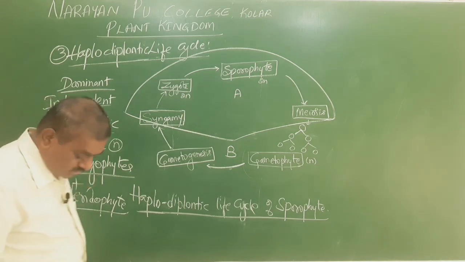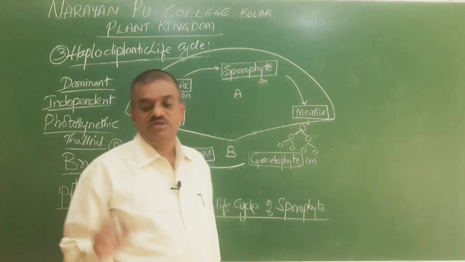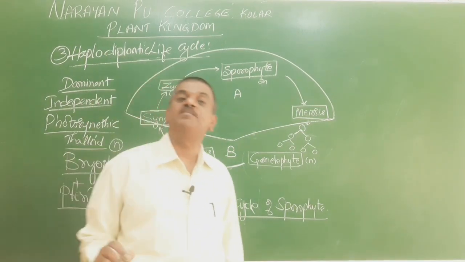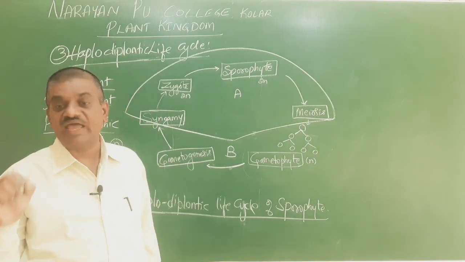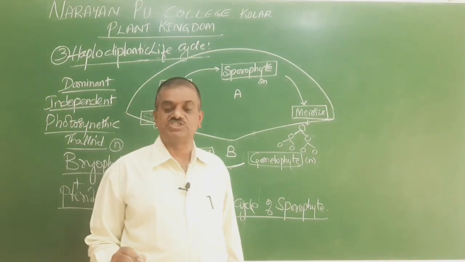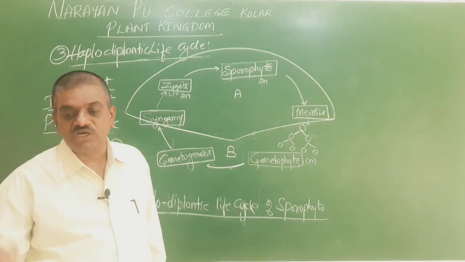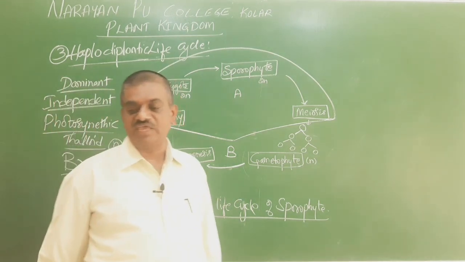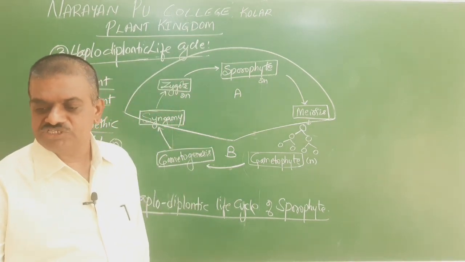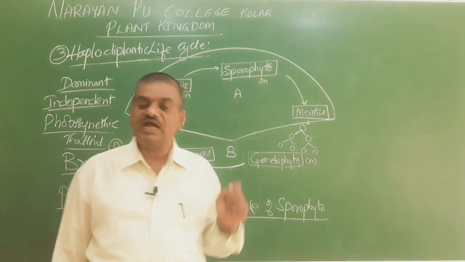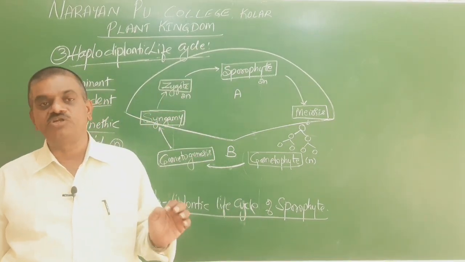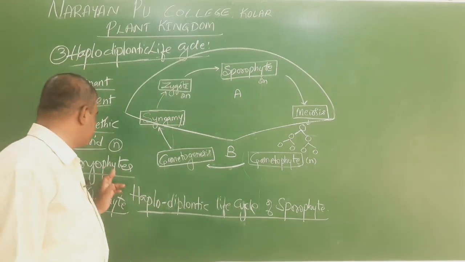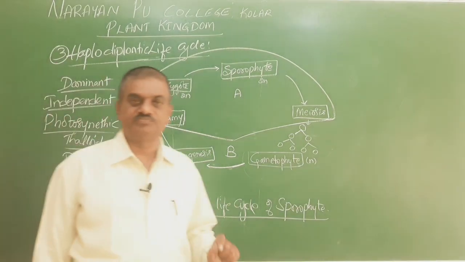So I am going to repeat this. The first one, the haplontic life cycle, can be noticed in plants such as algae, thalloids. Chlamydomonas, Volvox and Spirogyra all indicate the haplontic life cycle. Whereas the diplontic life cycle can be noticed in gymnosperms and angiosperms, whereas the haplodiplontic can be noticed in bryophytes and pteridophytes.